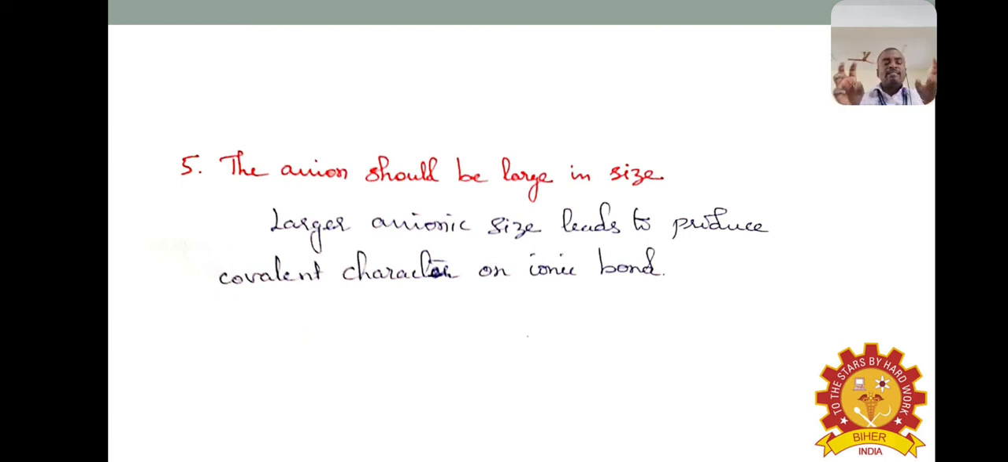These characters increase the covalent character of the ionic bond. When the covalent character of the ionic bond increases, they will be very stable. So these 5 points are proposed to explain the stability of ionic crystals. These 5 points were first proposed by Fajans.